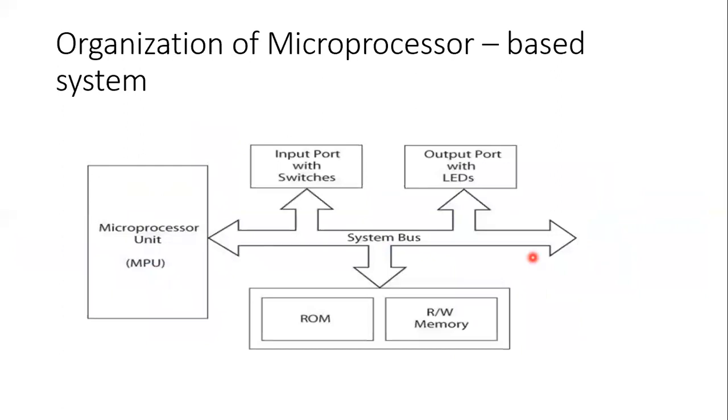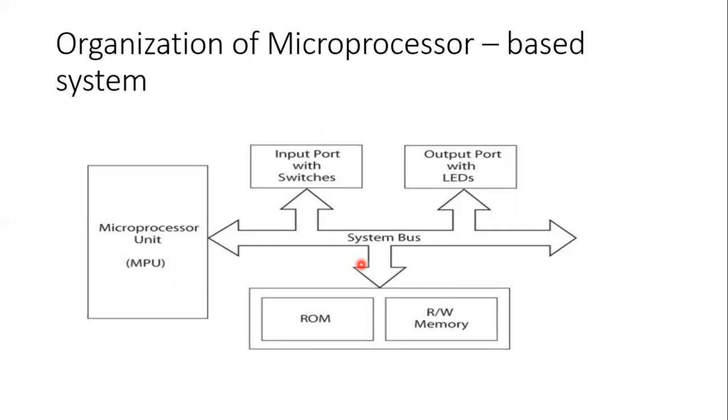Then the organization of the microprocessor-based system. Right. You see the figure. So a microprocessor unit and how the read-write memories are connected. That is the input, output, read-write memory, then ROM, are connected by the system bus. Right. This figure shows the simplified but formal structure of a microprocessor-based system.